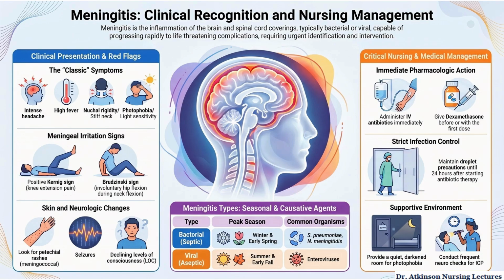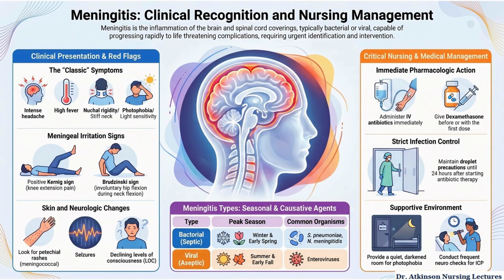Meningitis is a neurologic emergency that requires rapid recognition, strict infection control, and aggressive intervention. Nurses must immediately identify the classic findings of severe headache, fever, nuchal rigidity, and photophobia, while also monitoring for declining level of consciousness, seizures, petechial rash, and signs of rising intracranial pressure. Early neurodeterioration can occur quickly, so frequent neurochecks and continuous assessment are critical.